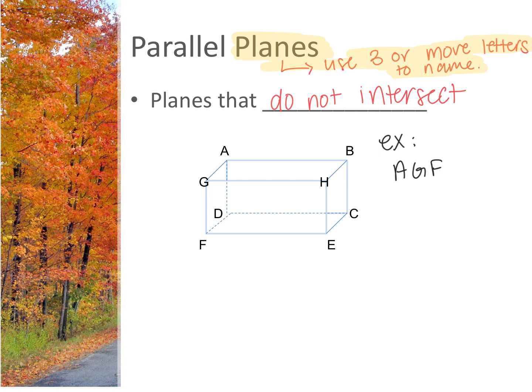Okay, I just like to get in the habit of following the lines. So I can't go across. So I'm going to do AGF. I could name it AGF, or I could name it ADFG, okay, as long as it's 3 or more. Okay, this right here is parallel to which side? To which plane? I'm going to have to name another plane. Parallel. BCE. BCE, good. Okay, these are parallel.